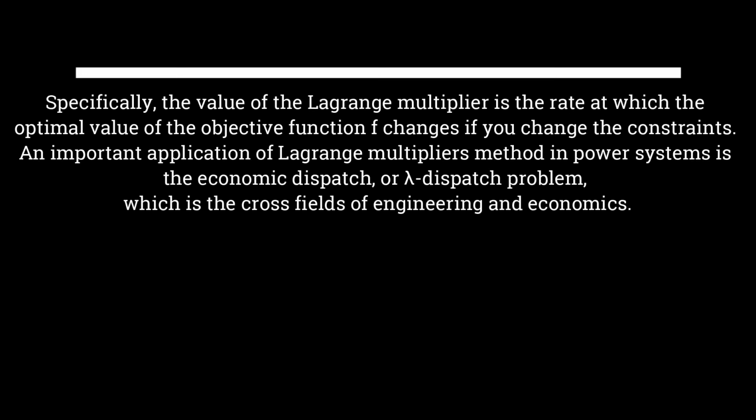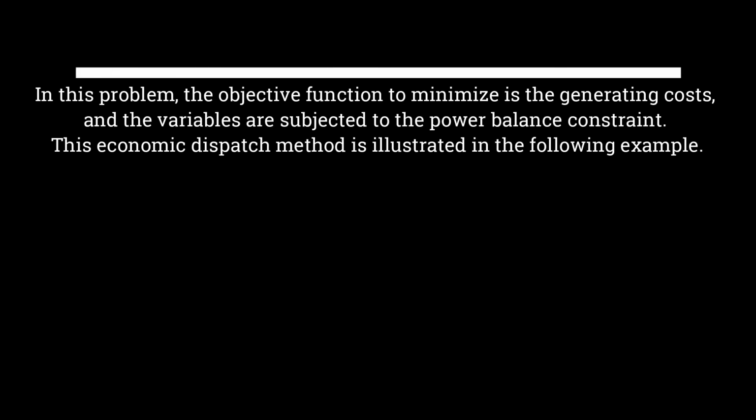An important application of the Lagrange multipliers method in power systems is the economic dispatch problem, which is at the cross of the fields of engineering and economics. In this problem, the objective function to minimize is the generating cost, and the variables are subject to the power balance constraint. This economic dispatch method is illustrated in the following example. Three generators with the following cost functions serve a load of 952 megawatts. Assuming a lossless system, calculate the optimal generation scheduling of the three generators.